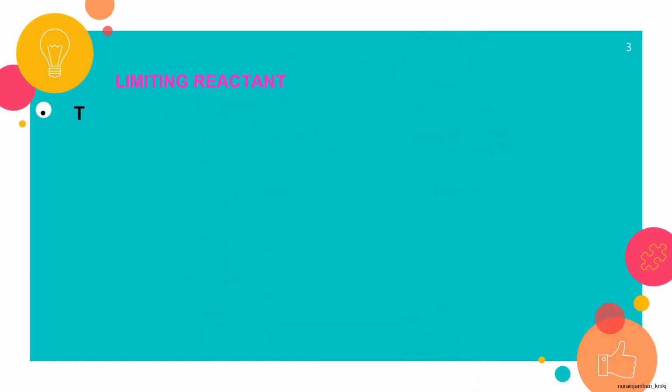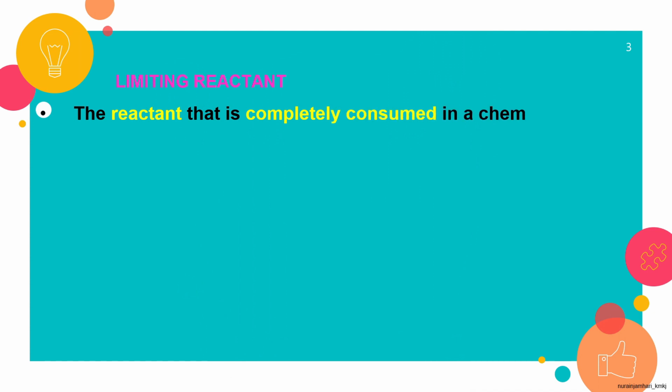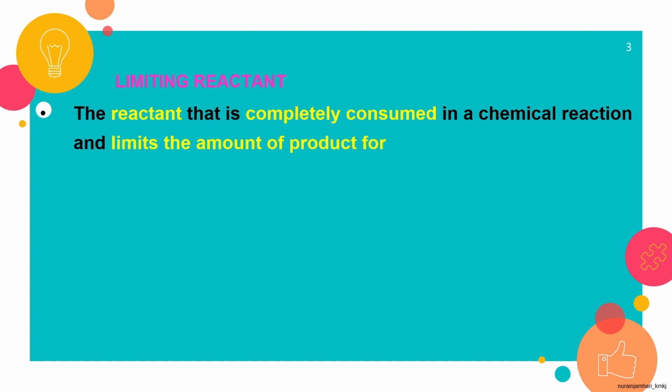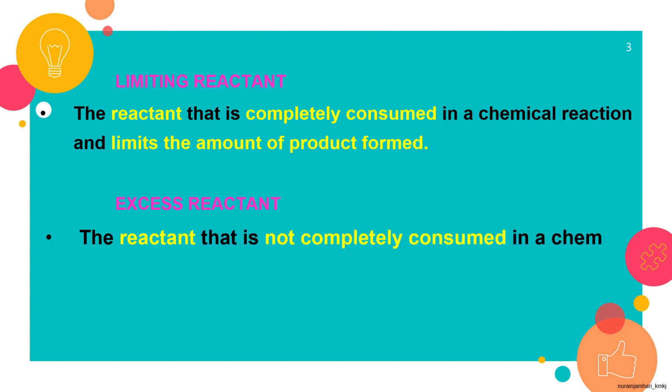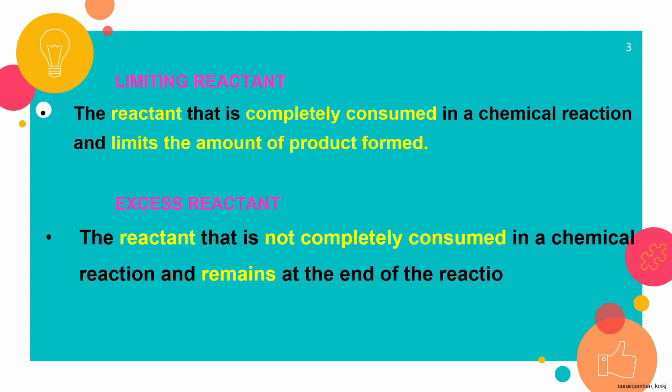Let's look at the definition of limiting reactant first. Limiting reactant is the reactant that is completely consumed in a chemical reaction and limits the amount of product formed. Excess reactant is the reactant that is not completely consumed in a chemical reaction and remains at the end of the reaction.